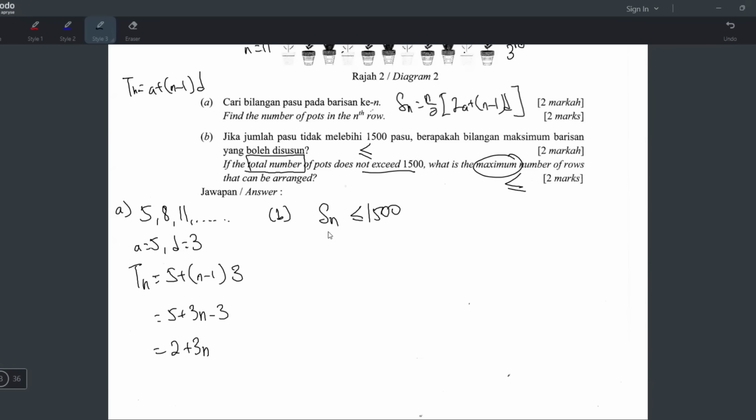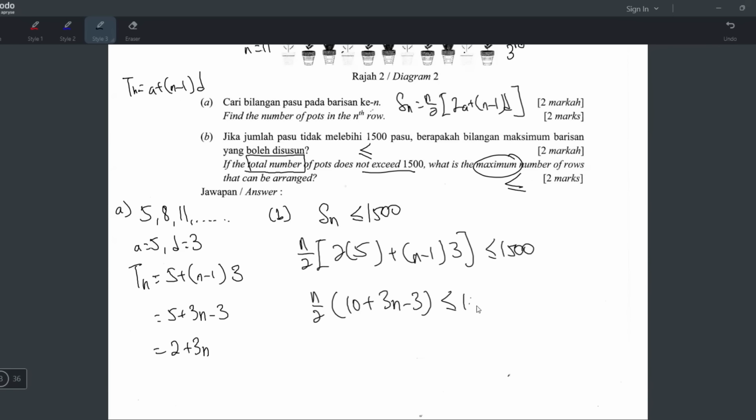Okay, let's use the formula now. So n nak cari, so just write n over 2 big bracket 2a, the a is 5 plus n minus 1, d is 3. And then the whole thing smaller equals 1,500. Okay, the n over 2, I write it. 2 times 5 is 10 plus this one kembang 3n minus 3 tutup bracket, 1,500. Okay, dalam boleh buat lagi. 10 minus 3 is 7, right? But the 7, I have to write it like this.